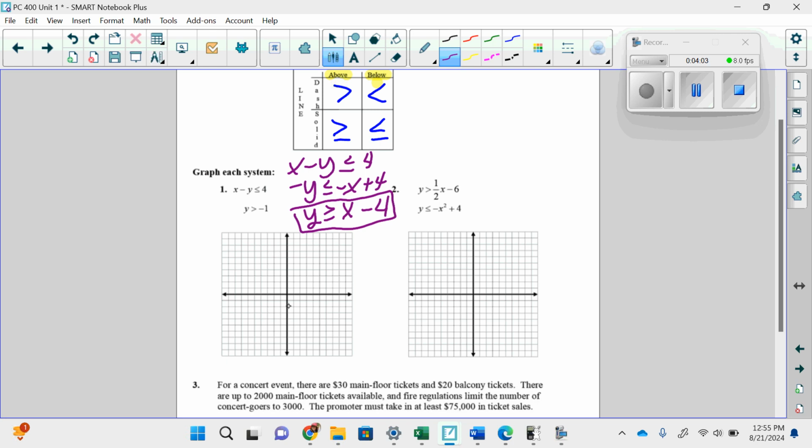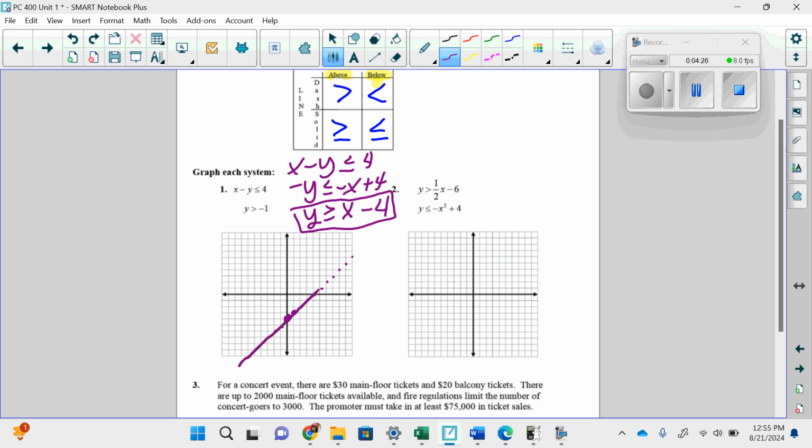So our y-intercept is 0, -4, 1, 2, 3, 4. And our slope is +1, so up 1, right 1, up 1, right 1, up 1, right 1, up 1, right 1. And remember, you always go to the right. If it's positive, you go up to the right. If it's negative, you go down to the right. But always to the right.